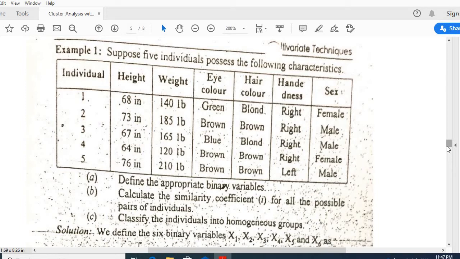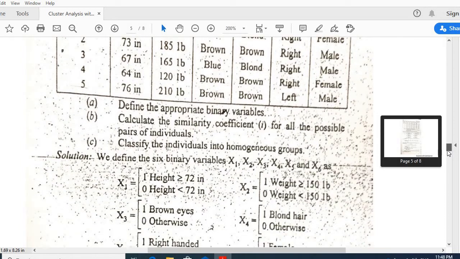Suppose we have 5 individuals having the following characteristics. The height is given for the 5 individuals, and weight, eye color, hair color, handedness and sex are given here. Define the appropriate binary variables and calculate the similarity. Here we have to calculate the similarity coefficient for all possible pairs of individuals. We have to make certain pairs and classify the individuals into homogeneous groups. Now the solution is given here.